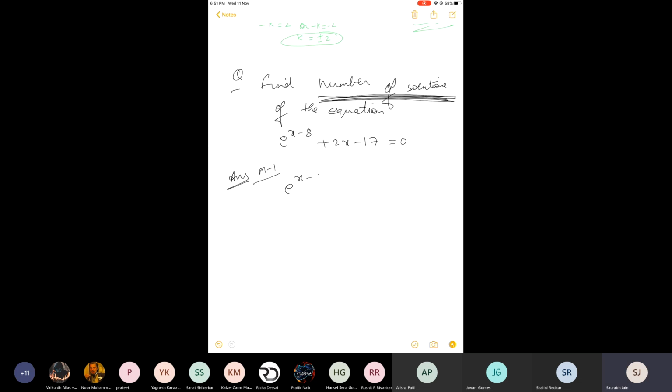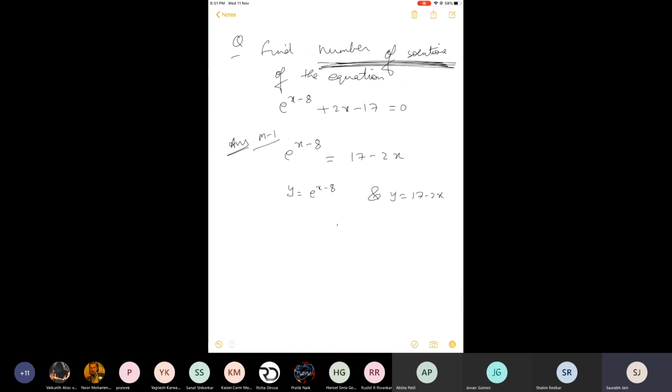One is you shift similar kinds of terms to one side, so algebraic on one side and exponential on the other. Now, as we were discussing, draw these two graphs on the same plane and see at how many points they cut each other. Y equals e to the power x minus 8.